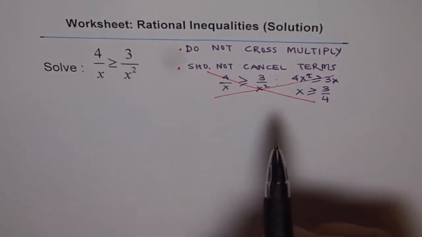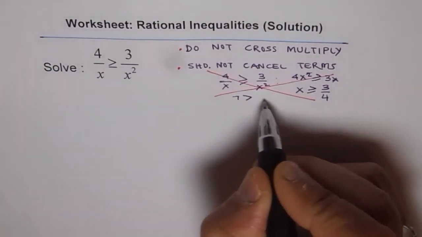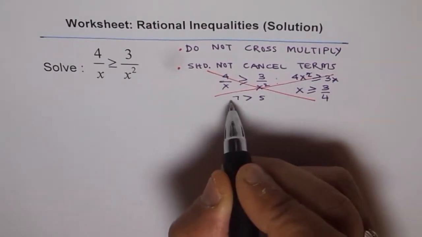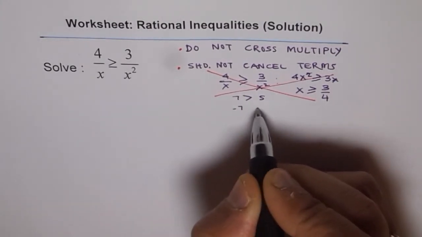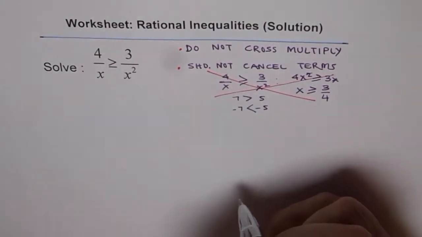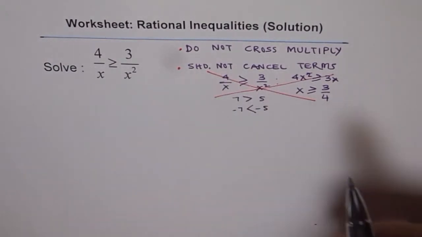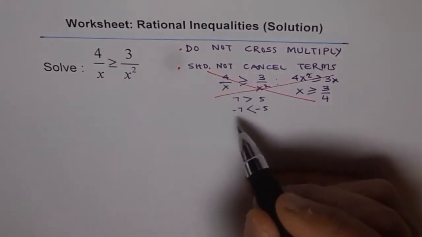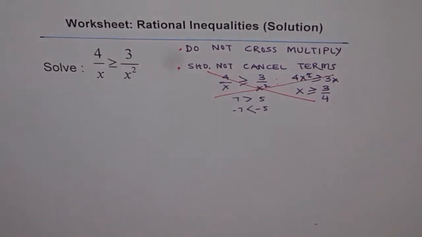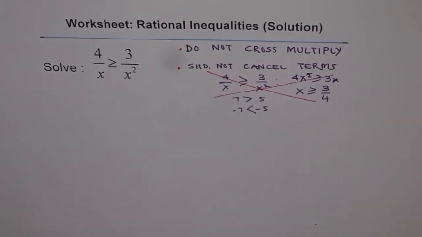Second, let us say you write 7 is greater than 5. But if I multiply by negative both sides, what happens? Negative 7, is it greater than negative 5? No, it is not. The sign changes. Now, when you're multiplying by x, you really don't know whether that x was negative or positive. So you're not sure about this sign. And that is the reason why we can't really multiply both sides or divide both sides by x. There could be many reasons for that, but this is one of the major ones.